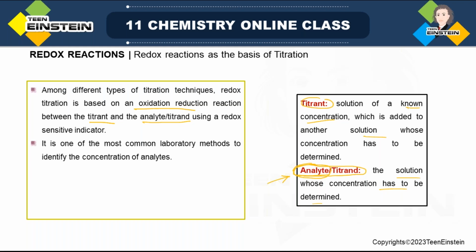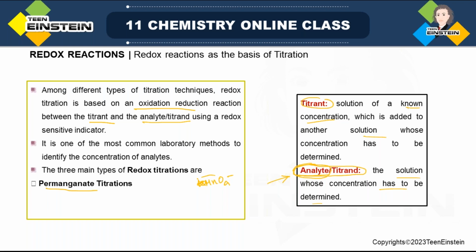Now in our syllabus, there are basically three main types of redox titrations we will see, though it is not limited to these three, but these are the most important here. Permanganate titration. You can understand from this term that KMnO4 is involved. If you remove potassium, it will be MnO4 minus, so permanganate ion will be involved. It is a very good oxidizing agent, and its oxidation power is maximum when it is in acidic medium.